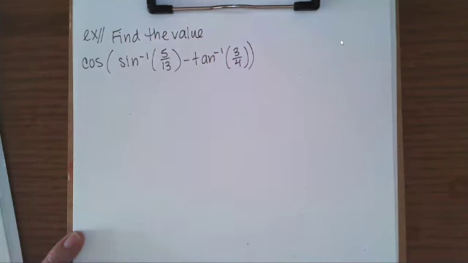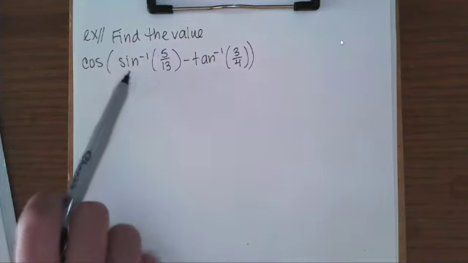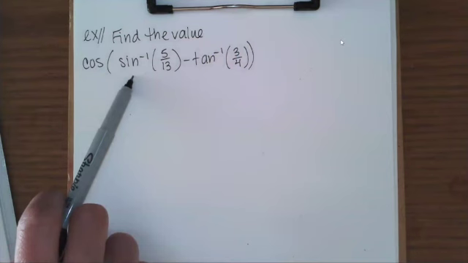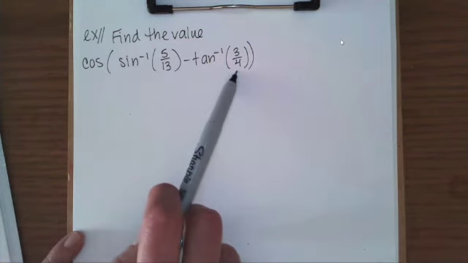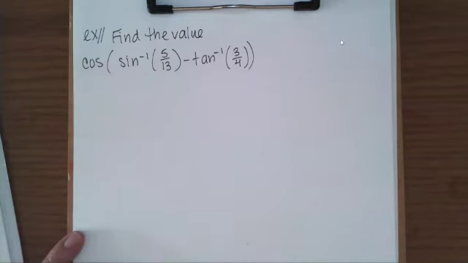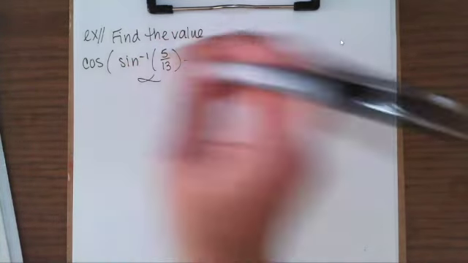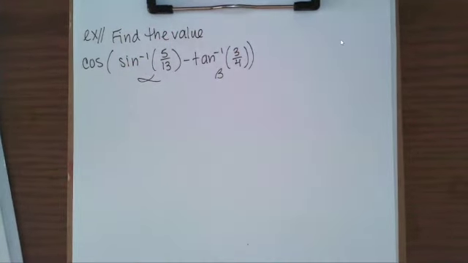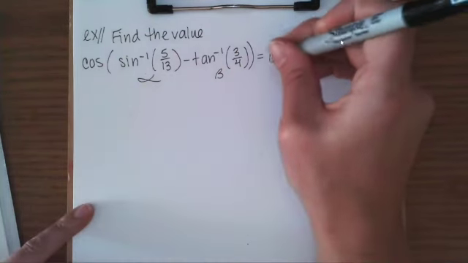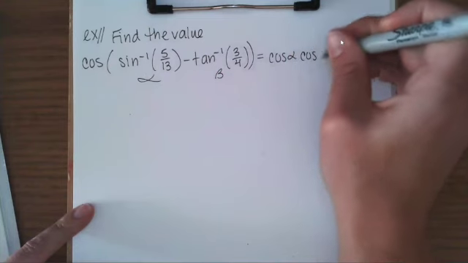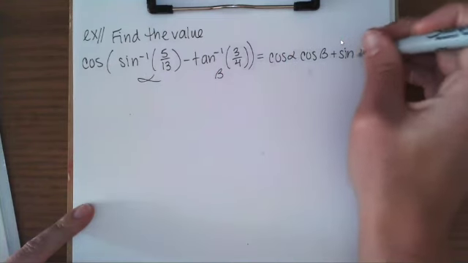So remember here, anytime we see inverse sine, inverse cosine, or inverse tangent, those are referring to an angle. So this is the angle in between negative pi over 2 and positive pi over 2, whose sine is 5/13. This is the angle in between negative pi over 2 and positive pi over 2, whose tangent is 3/4. So these are just referring to angles. So I'll just call this whole thing angle alpha, and I'll call this whole thing angle beta. So now this problem is just asking us to find cosine of alpha minus beta. We know from our formula sheet that's just equal to cosine of alpha, cosine of beta, plus sine of alpha, sine of beta.